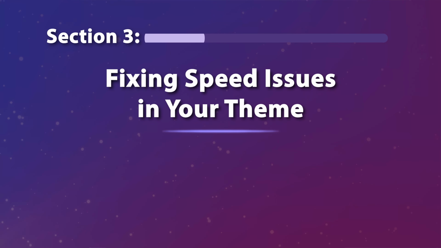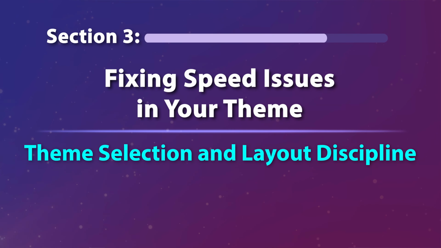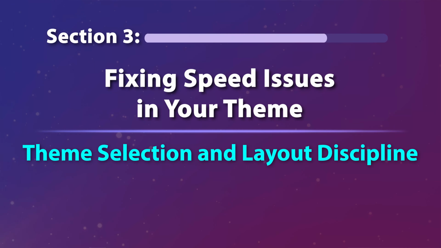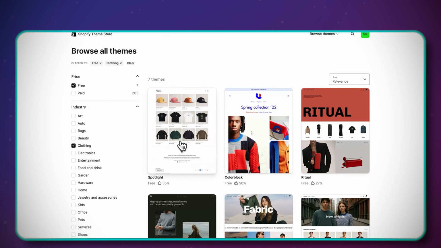And moving into the last section, fixing speed issues within your theme. Let's start the breakdown with theme selection and layout discipline. If you're choosing a new theme, don't just pick the one that looks the best from the demo. Look for the themes that are being specifically marketed for being fast or performance focused. Shopify's own theme store shows speed scores for each one now, so best to go check before downloading or purchasing.